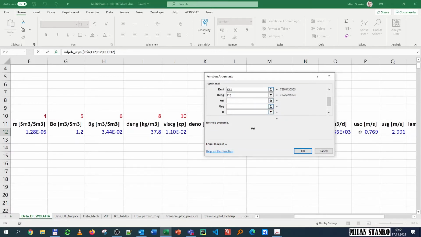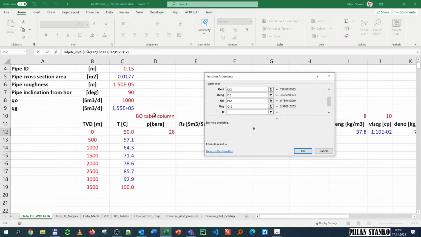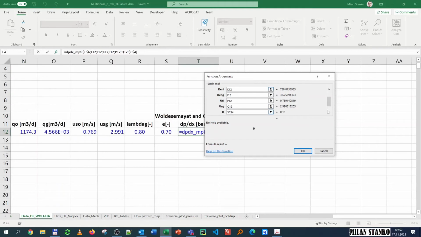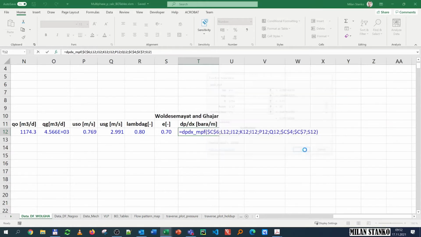USL, USO, USG. The diameter is going to be the same for all, so I should block it. And the angle is 90. And the void fraction that I'm using is this one. Okay, so let's see: roughness, viscosity of the liquid, viscosity of the gas, density of the liquid. I think it should be fine.